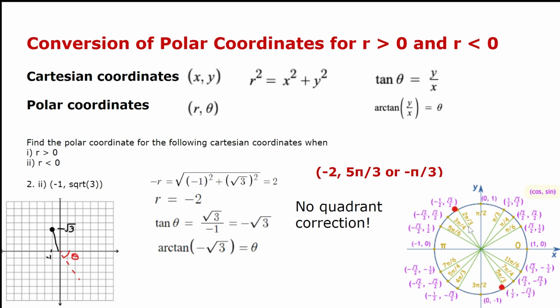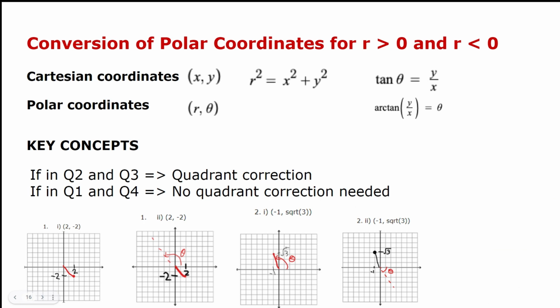We don't need to get to 2 pi over 3, because 5 pi over 3 is already in the range of arctan and it is representative of the quadrant that we're looking for. I just wanted to show you these two examples to let you know that just because you have a negative radius doesn't automatically mean that you're going to have a quadrant correction. Just keep in mind that if you're in quadrant 2 or 3, there is going to be a quadrant correction, but if you're in quadrant 1 or 4, there is no quadrant correction. So the value that you get for arctan remains the same. You don't need to add pi or subtract pi.